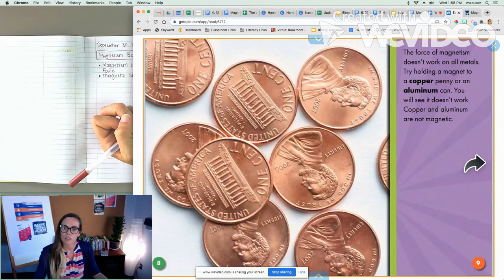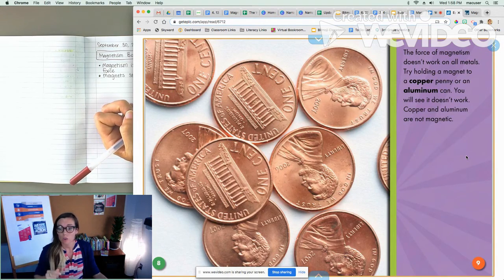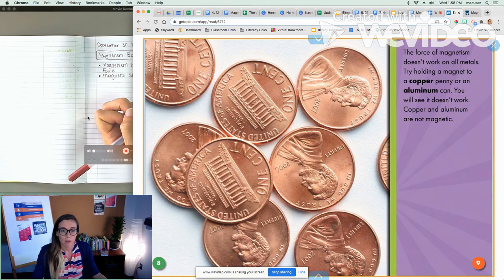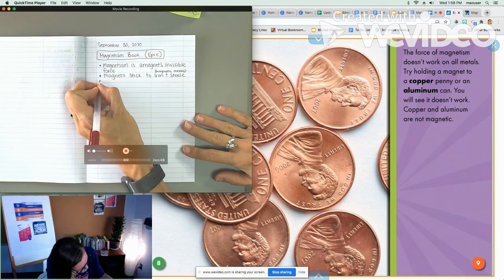Okay, let's read the next page. The force of magnetism doesn't work on all metals. Try holding a magnet to a copper penny or an aluminum can. You will see it doesn't work. Copper and aluminum are not magnetic. Okay, so the important part in that page sounds like not all metals are magnetic.